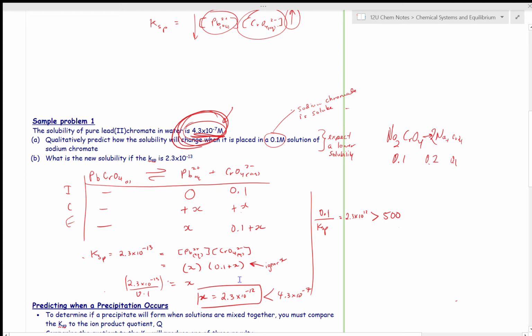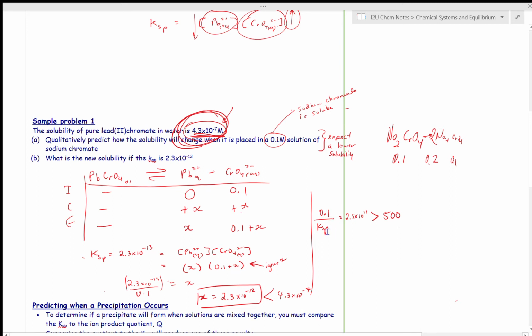But because the solubility, the KSP value, is so tiny, we can ignore that x, because we know that 0.1 plus this value is still going to be 0.1. I'm going to show you how to check the negligibility, and see whether x is actually negligible. So in order to do that, you take whatever's in the bracket with the x, in this case 0.1, and divide it by the KSP, or any K value for that matter.